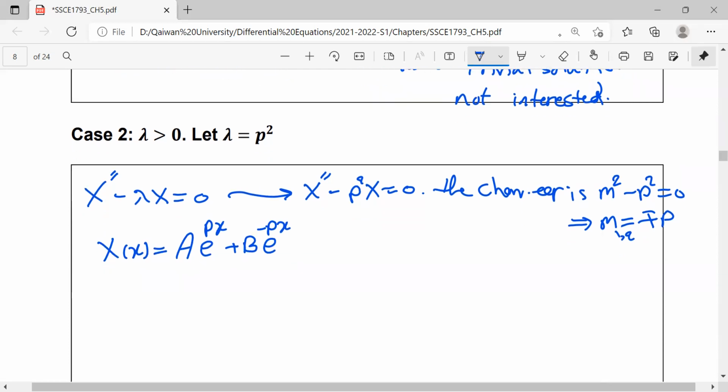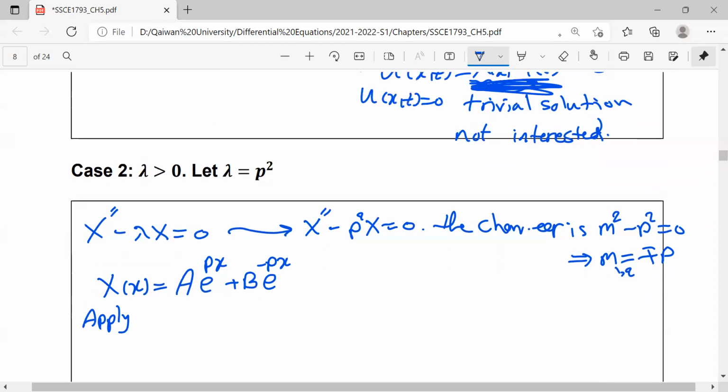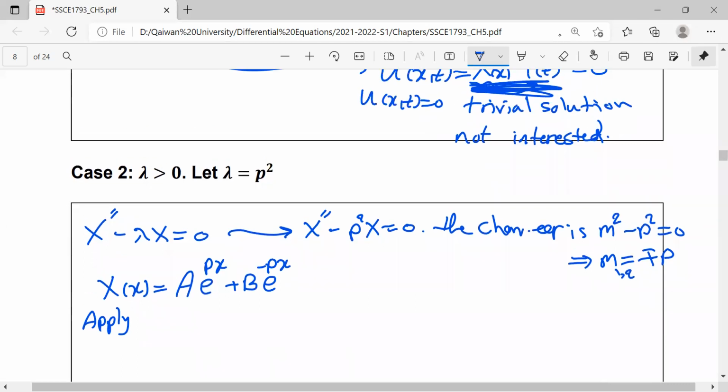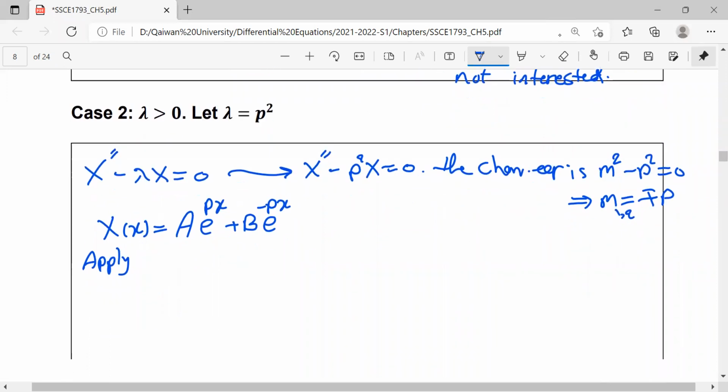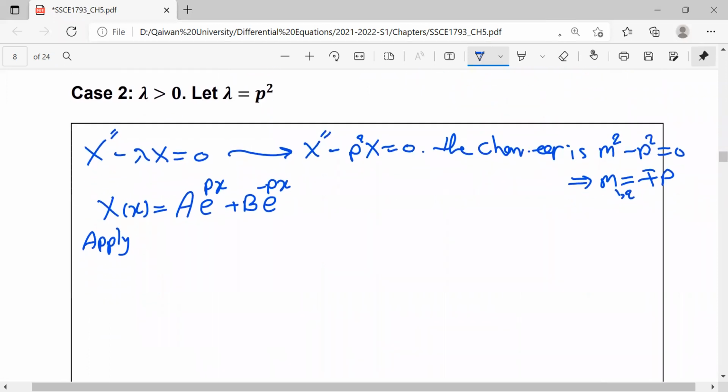And you are given the conditions, and now we apply the boundary conditions. The boundary conditions are X of 0 is 0 and X of 1 is 0. After finding the solution, we need to find the values of the constants, I mean a and b. In the first case, where lambda was 0, we got 0 for both. Let's see here. Apply the boundary condition.